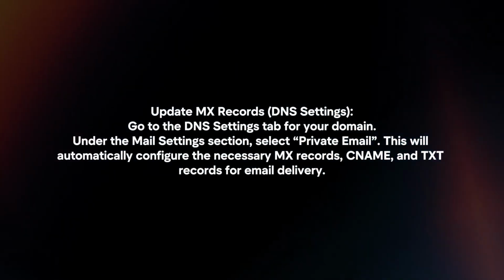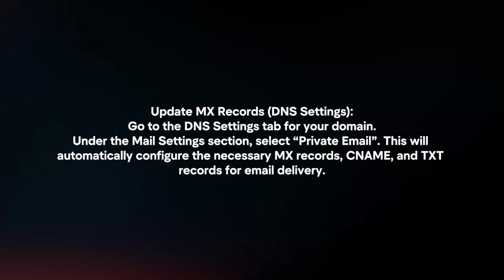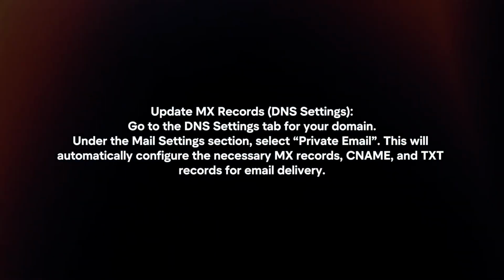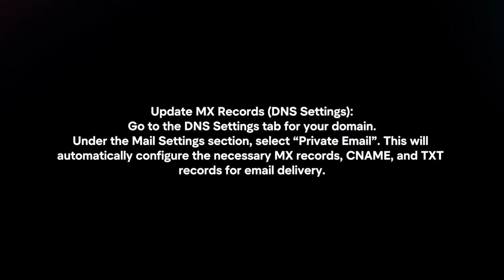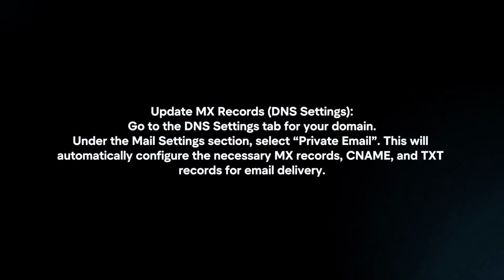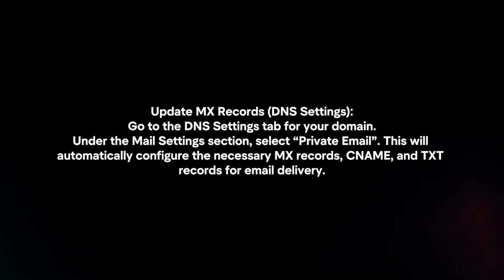Update MX records. Go to the DNS settings tab for your domain. Under the mail settings section, select private email. This will automatically configure the necessary MX records, CNAME, and TXT records for email delivery.